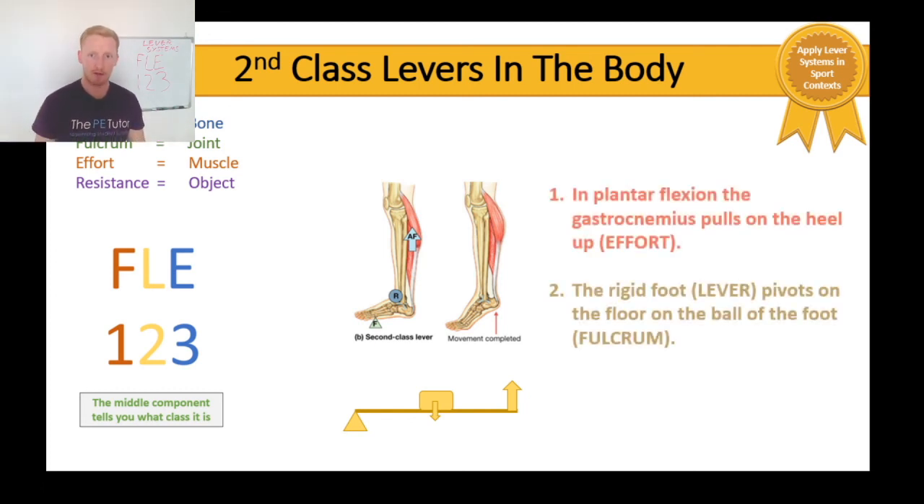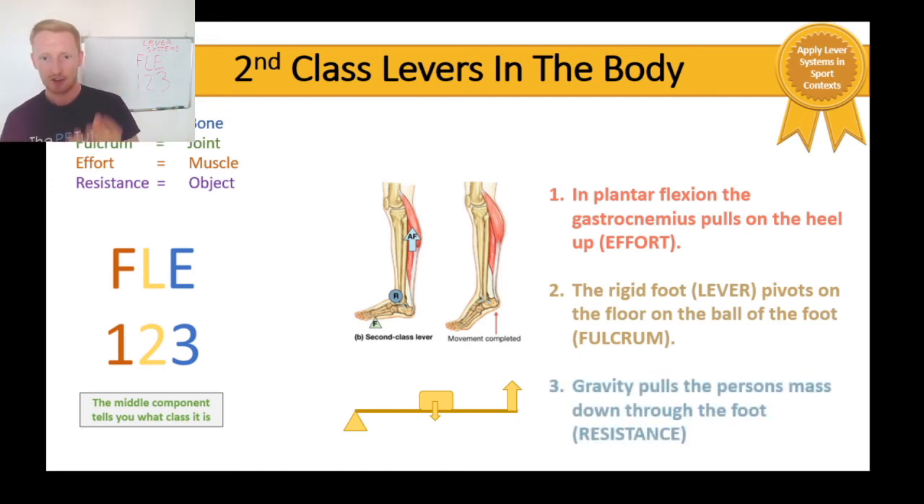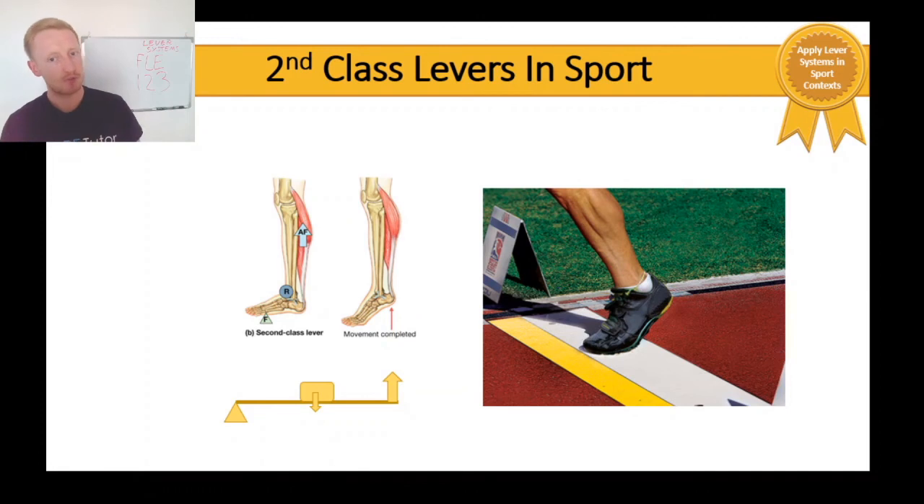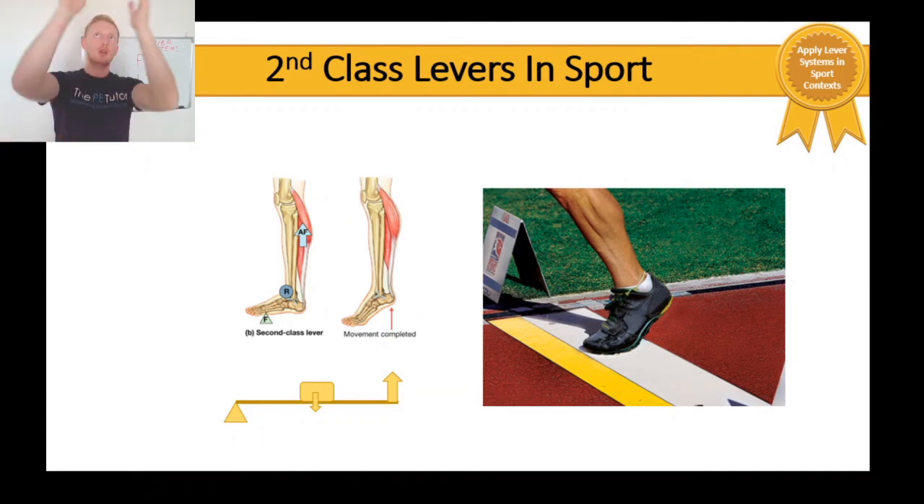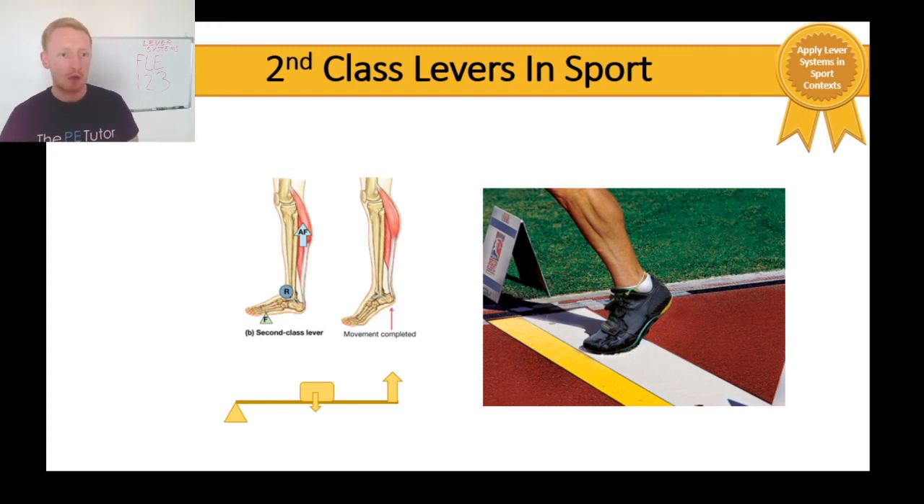So plantar flexion, going onto our tiptoes. Gastrocnemius pulls, that's the effort. The rigid foot, that's the lever. The fulcrum is where the ball of the foot meets the floor, and then the gravity acting on the person's mass, creating that weight, is coming down through the center of the foot. Just like in takeoff. This could be triple jump, long jump, jumping to receive a rebound in netball, anything. Whenever we're plantar flexing, we're applying force through the ball of our feet to try and move ourselves forward.